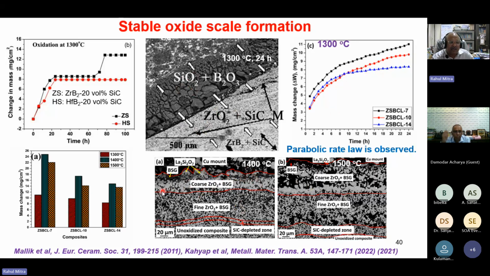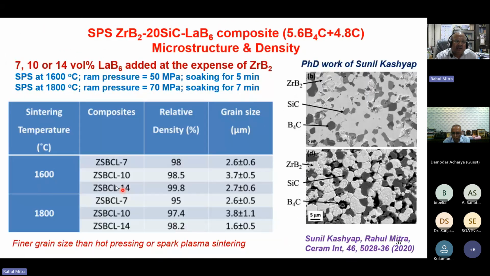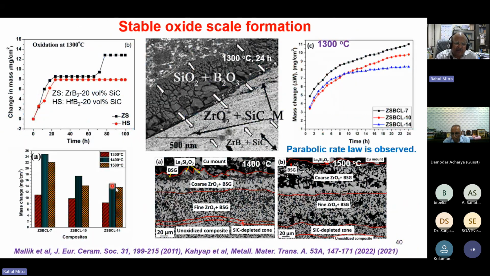These are at 1300 degrees centigrade. We did cyclic oxidation at 1300, 1400, 1500, and we found that the best oxidation resistance was obtained for the composite with the highest amount of lanthanum hexaboride. As I showed in the previous graph, the lanthanum hexaboride content was from 7 to 14 volume percent. So in the oxidation resistance, we found that the best oxidation resistance was obtained for the highest lanthanum hexaboride, the mass gain was the least at all the temperatures.